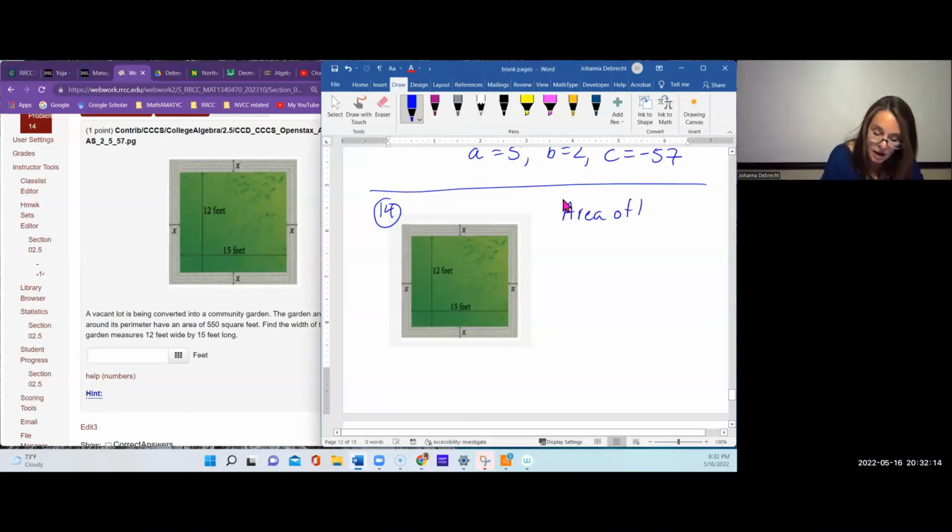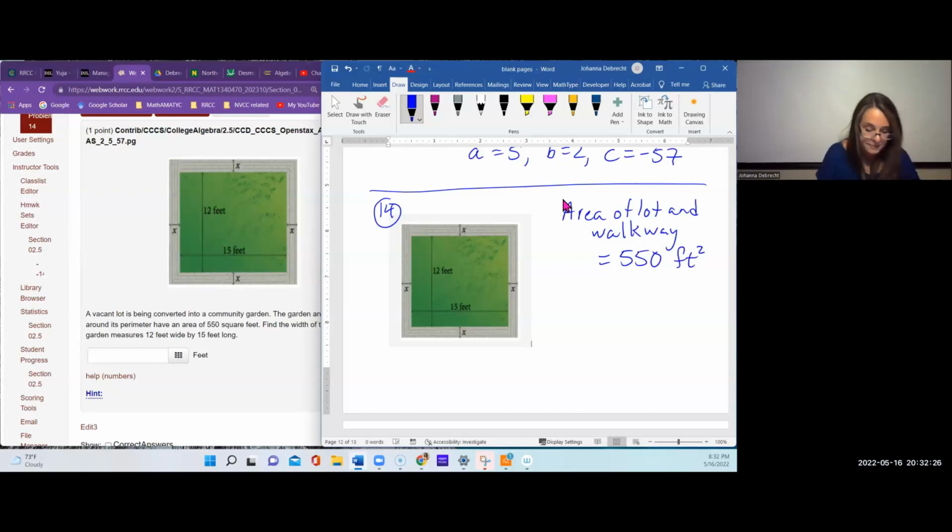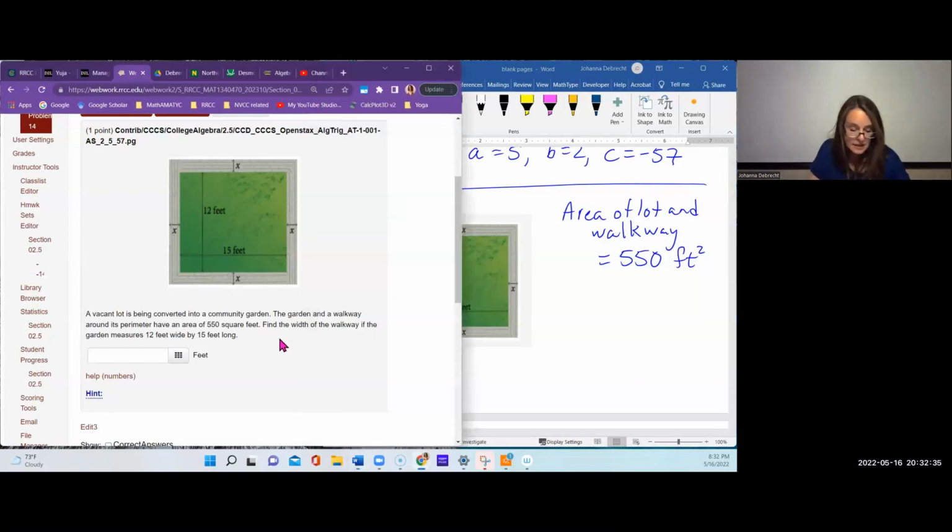Area of lot and walkway equals 550 square feet, or feet squared. Okay, well, I'll have to think about that. I may have to write down more for that. What about the last sentence?